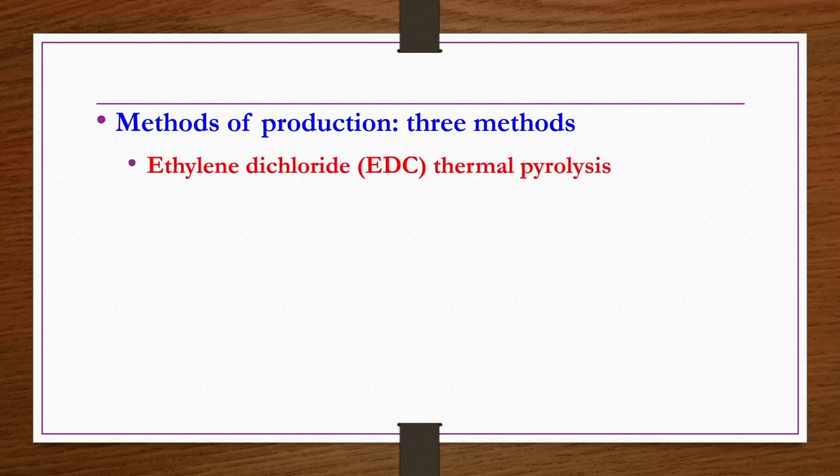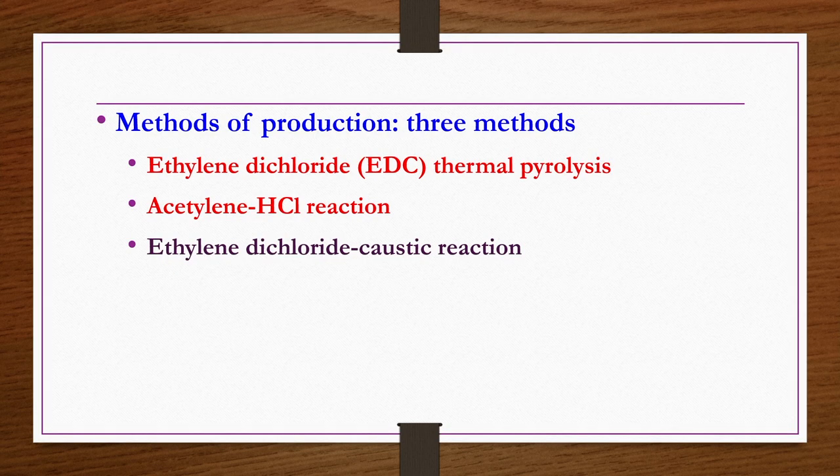Ethylene dichloride thermal pyrolysis: you just take the EDC, ethylene dichloride, and do the thermal pyrolysis in the presence of catalyst or in the absence of catalyst, whatever is possible based on the economics, and you can get the vinyl chloride monomer. The other process is the acetylene HCl reaction. You take acetylene and react it with HCl, then also you can get the vinyl chloride monomer. Other options are ethylene dichloride caustic reaction, etc. However, we discuss these two methods now.